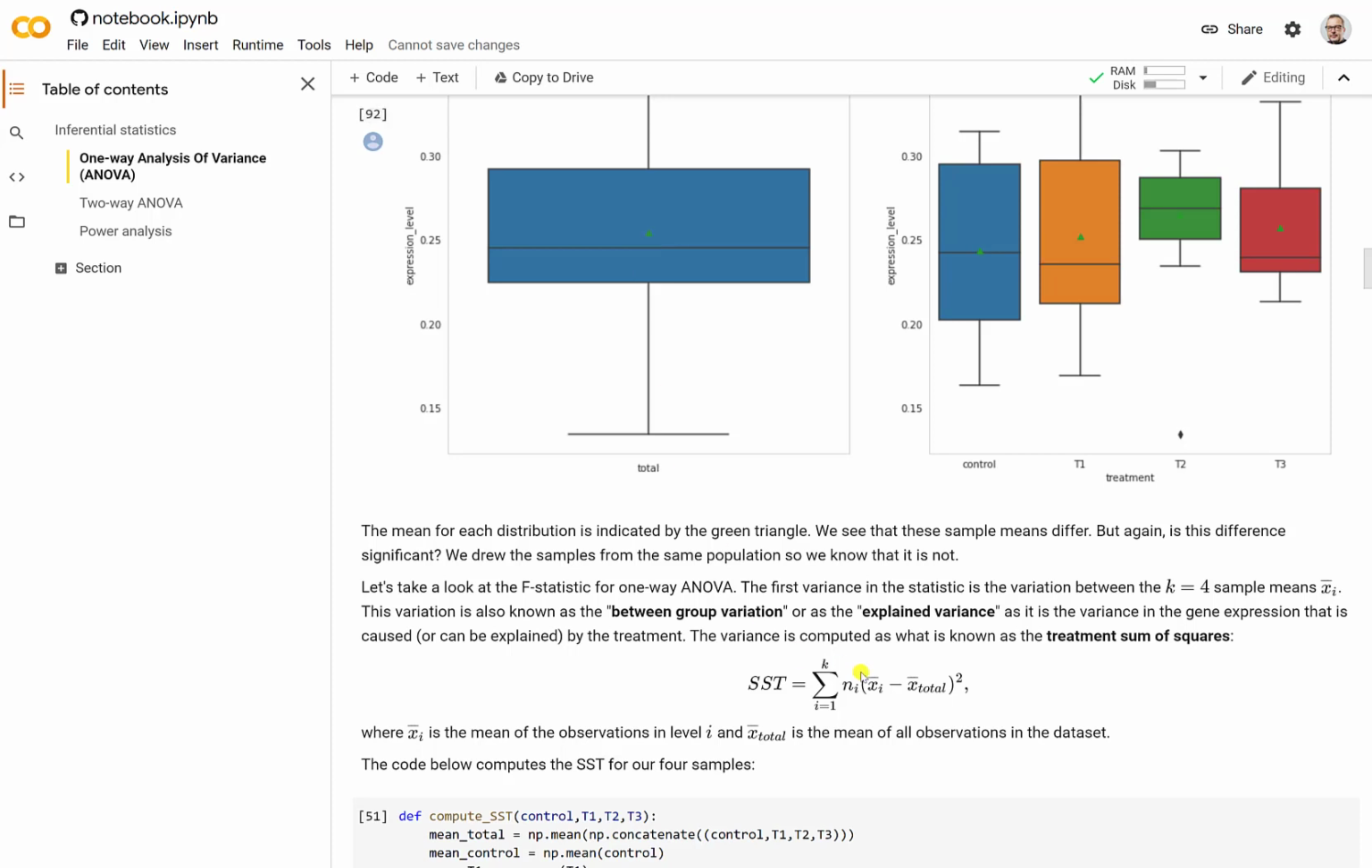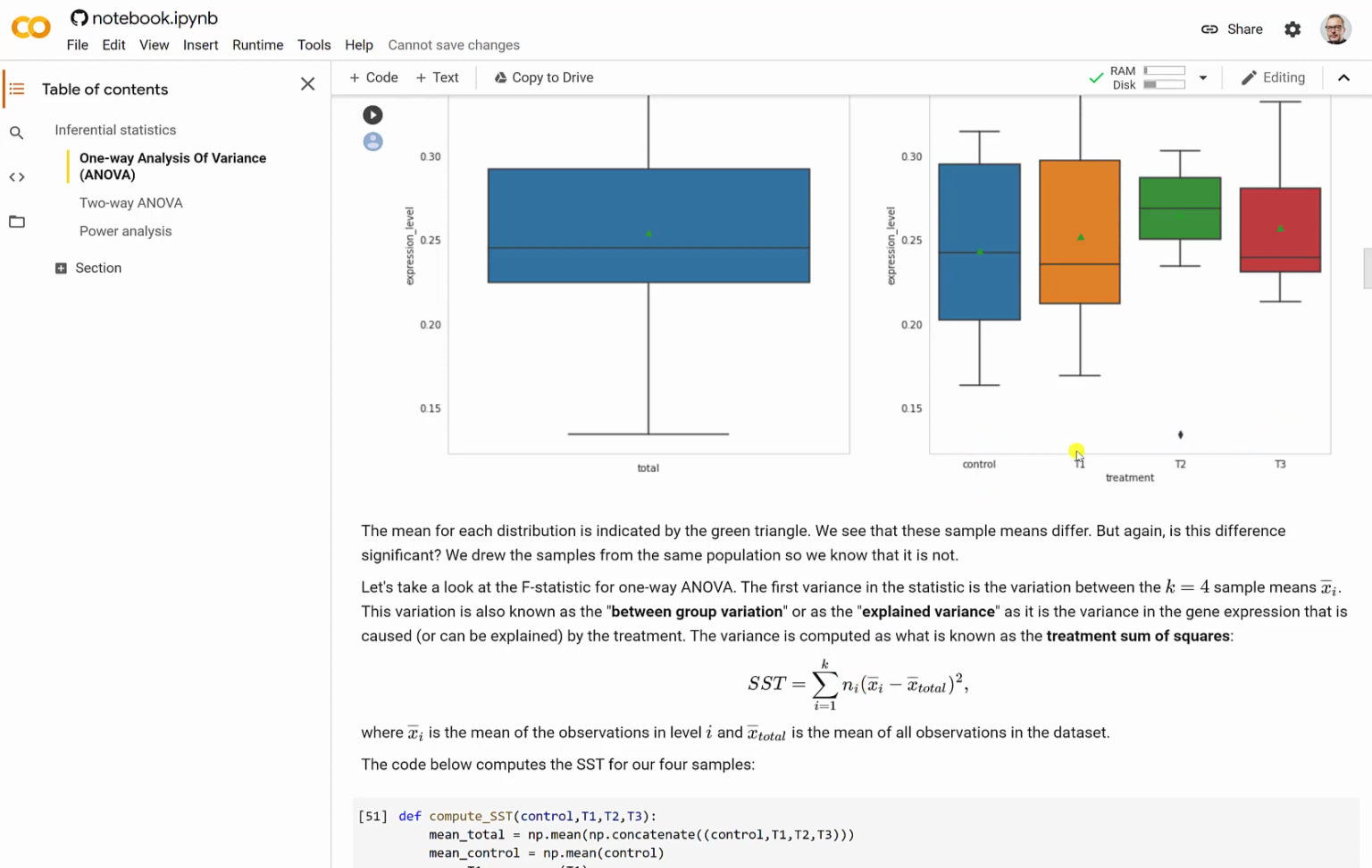Then we're going to run over the k levels. We had 4 of them. For each of them, we're going to look at the difference between this triangle, the total mean, and the mean for each of the levels individually. So we take the difference, we square that, and we multiply by the sample size, because there is some weighting taking place here.